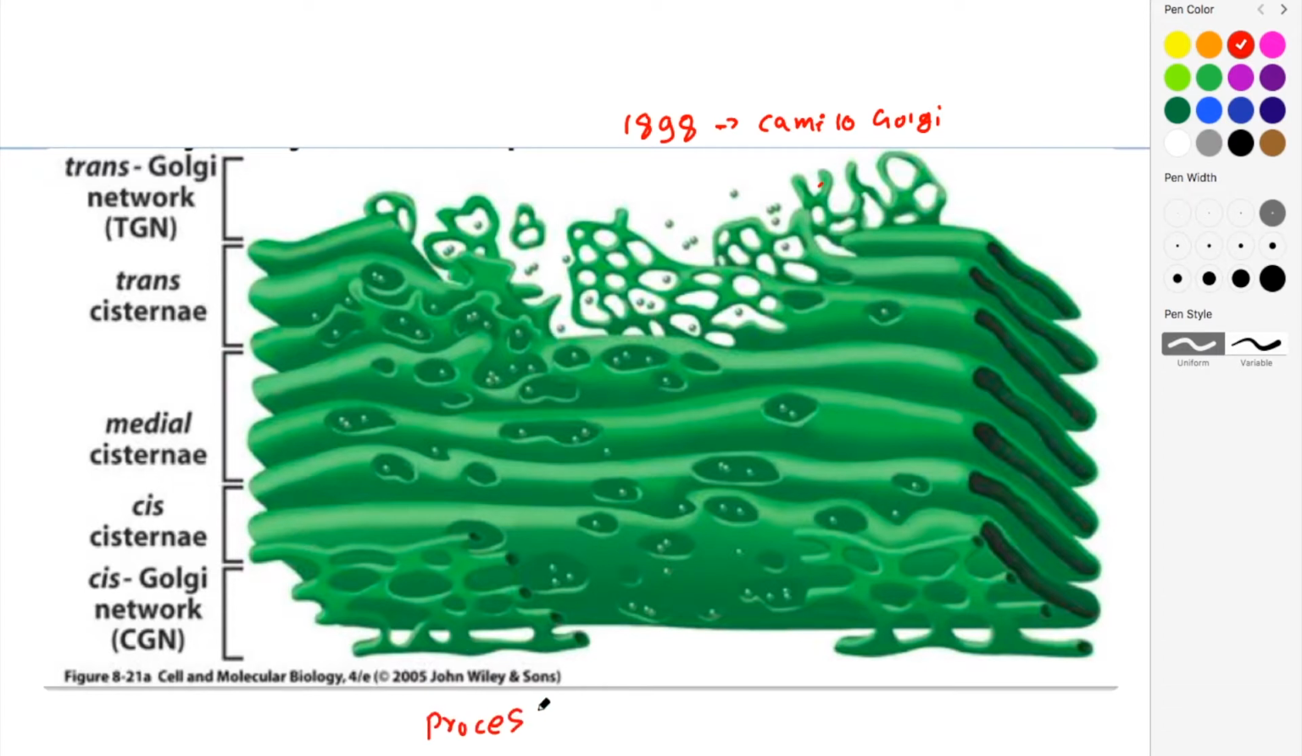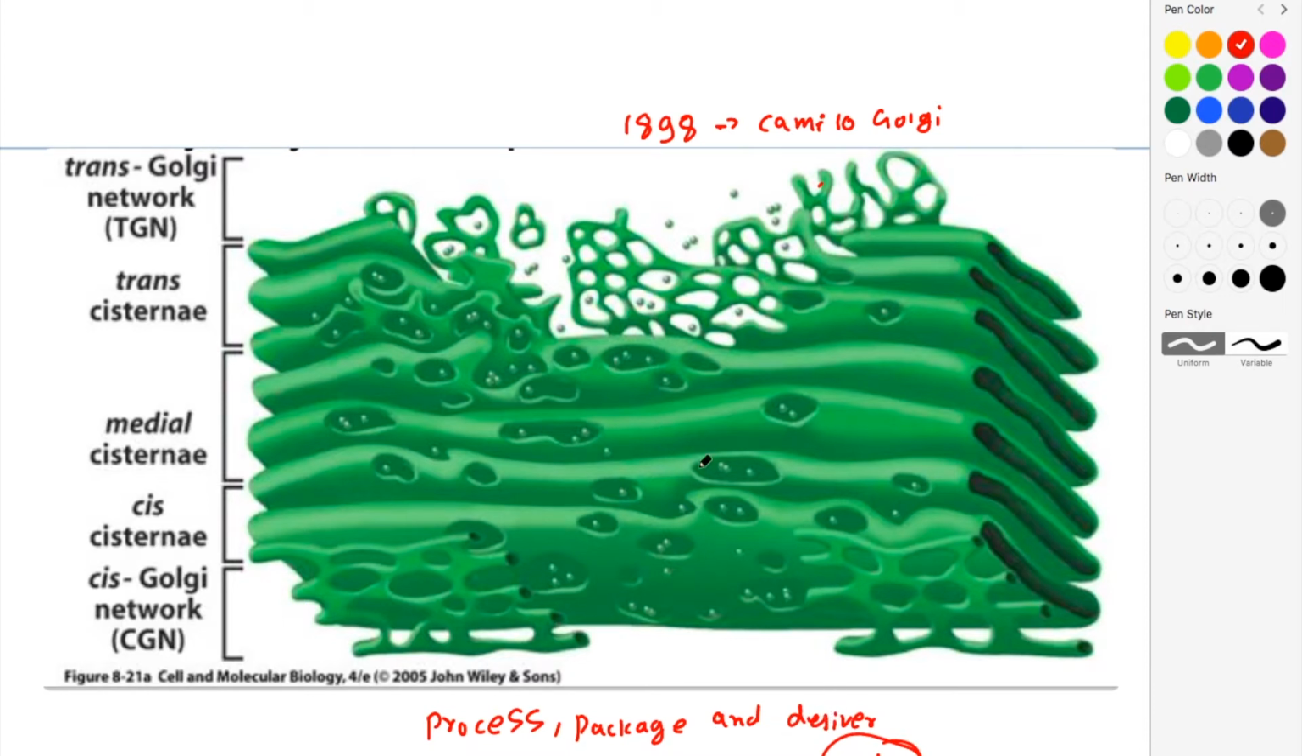package, and deliver. It works like FedEx. Whatever FedEx does, the job of the Golgi complex is kind of similar to the FedEx company, right? They usually process, package, and deliver items.